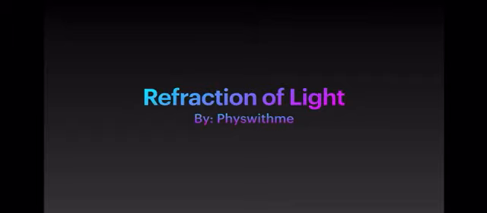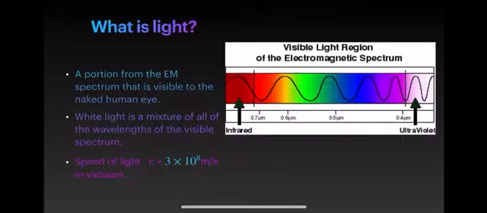Today's topic is refraction of light. So, let's start off by reviewing what is light. We've previously mentioned that light is a portion from the EM spectrum that is visible to the naked human eye. So, if we look onto the side, the visible light region has wavelengths ranging between 380 nanometers and 700 nanometers, with the following colors: red, orange, yellow, green, blue, indigo, and violet. And when we mix all of these colors, we come up with the white light. So basically, the white light is a mixture of all the wavelengths of the visible spectrum.